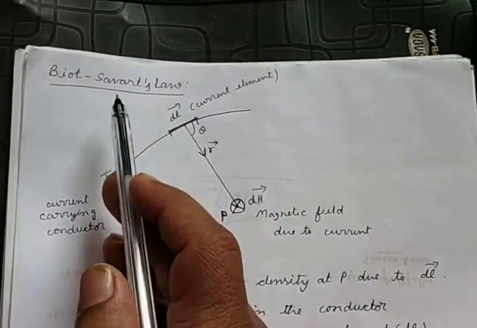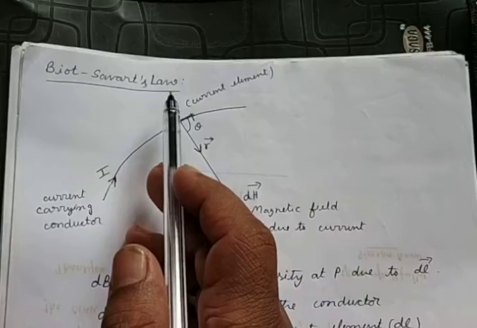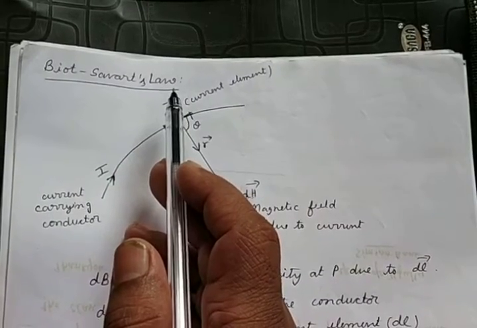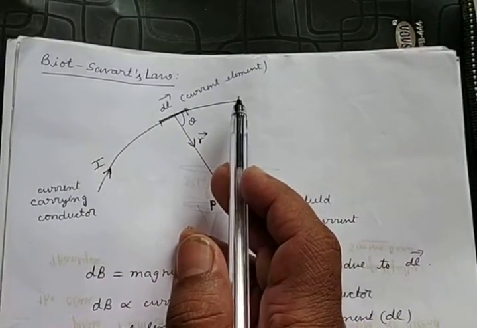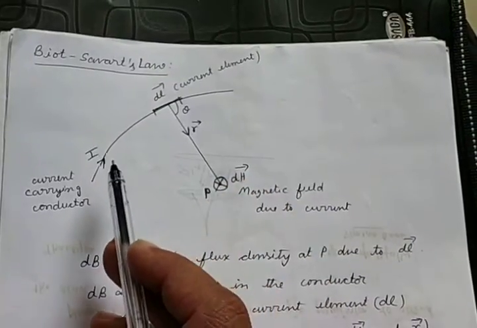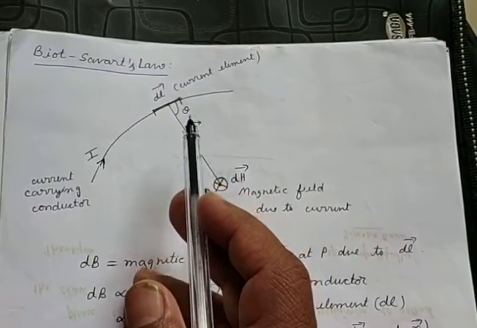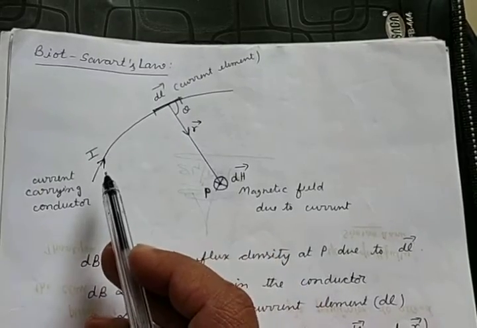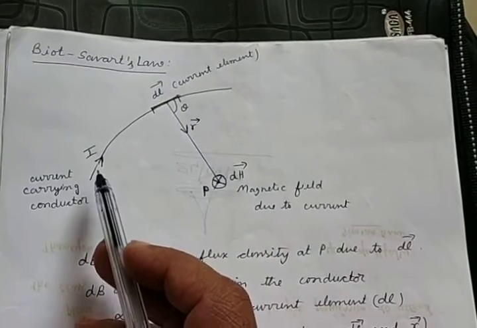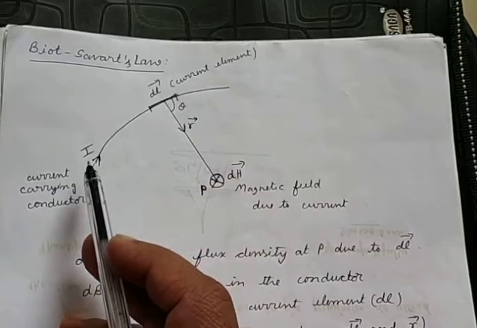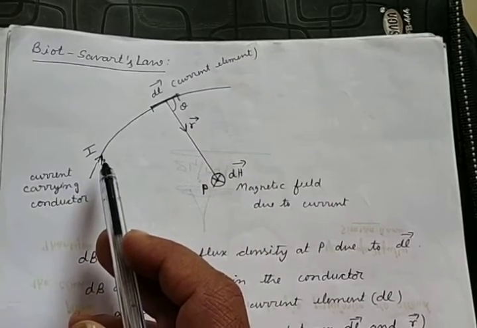Let us now discuss Biot-Savart Law, one of the phenomena in the electromagnetic field. We know that when a current is flowing in a conductor, a magnetic field is produced surrounding it. Right? So here we have considered one current carrying conductor. Let's say current I is passing through this conductor.